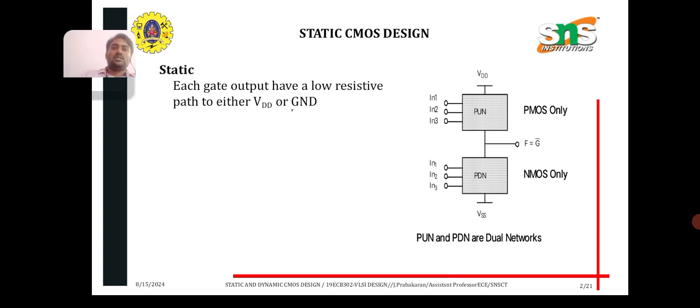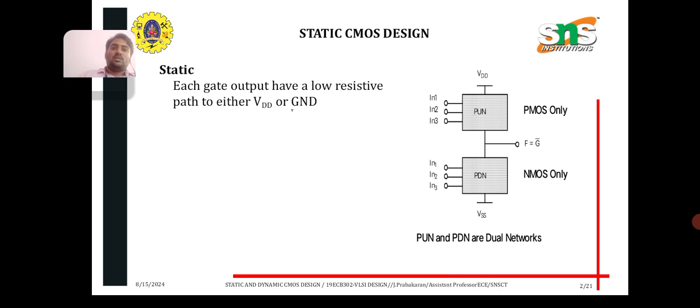Next, we will discuss power consumption. Static CMOS circuits consume very little power during steady state operation because there is no direct path from the supply voltage to ground except during switching. And the next one is noise margin. Static CMOS designs typically have high noise margin, making them robust against variation in voltage, temperature, and process.